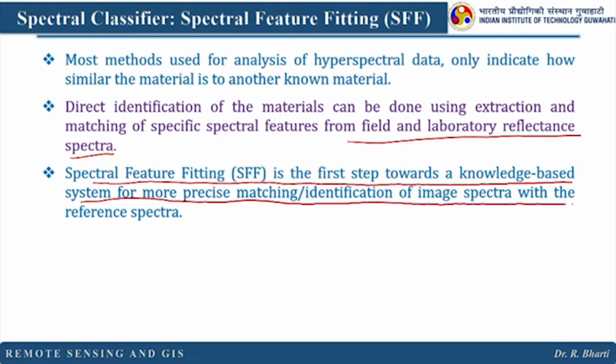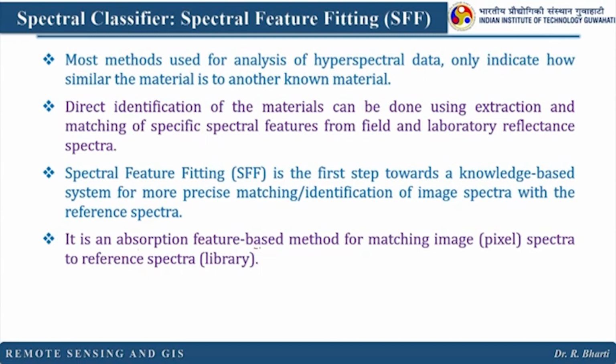So direct identification of material can be done using extraction and matching of specific features from field and laboratory spectra, right? So spectral feature fitting is the first step towards a knowledge-based system for more precise matching or identification of image spectra with the reference spectra. It is an absorption feature based method for matching image spectra to reference spectra, right?